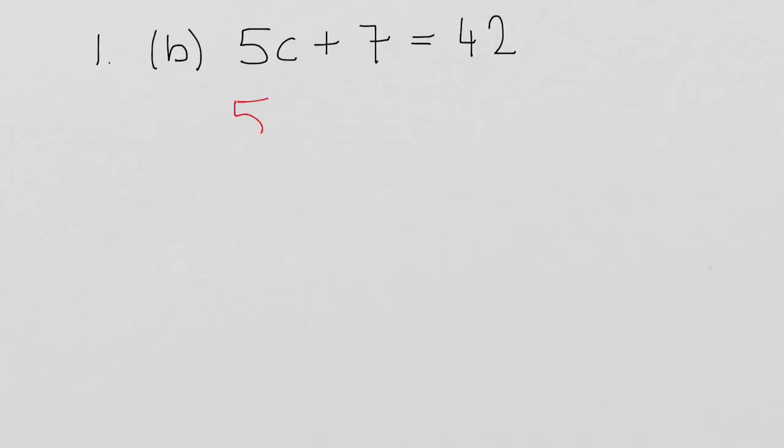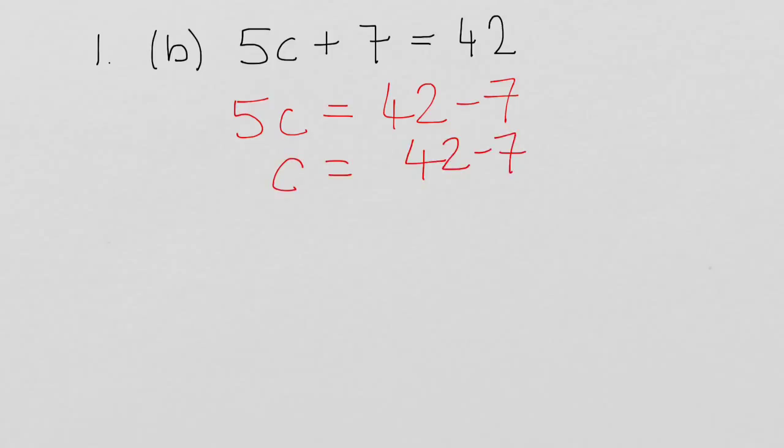So we end up with 5C, take 7 away from either side. Can work that out. And then the next step, we now want to get rid of this 5. Now this is telling us it's 5 multiplied by C. So if we're multiplying, in order to get rid of the 5, we want to divide both sides by 5. So whatever we got, 42 minus 7, whatever our answer was, we divide by 5, and that will give us our C value.